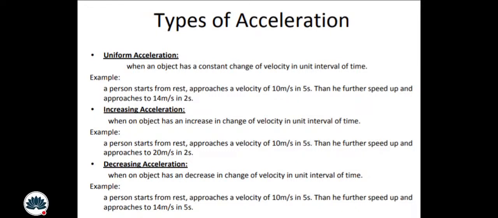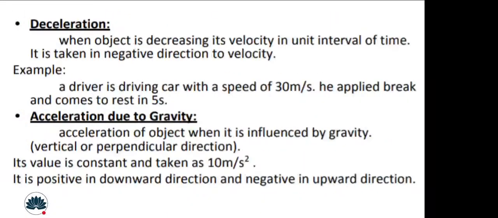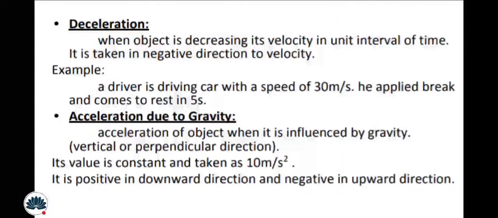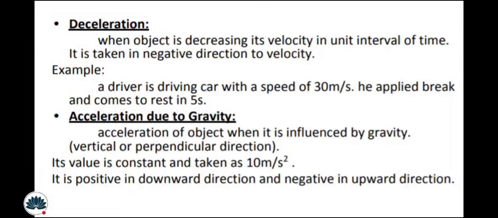The word for decreasing acceleration is deceleration. Here deceleration means when an object is decreasing its velocity in unit interval of time. It means acceleration is decreasing. It is taken in the negative direction to velocity. Obviously, the deceleration's value must be negative. The example is a driver driving a car with a speed of 30 meter per second. He applies the brakes and comes to rest in 5 seconds.